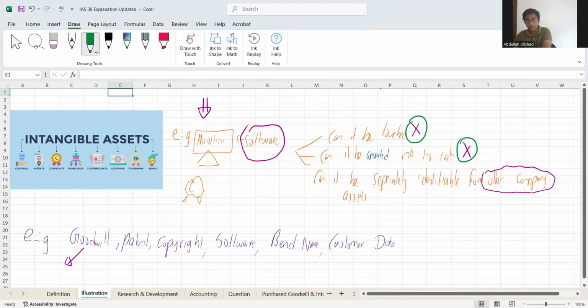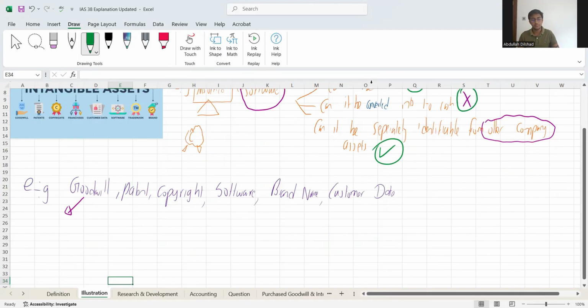Number three, can it be separately identifiable from company assets? Yes. If it's a software, we'll be showing it under our intangible assets. Now, these were the examples that I've given you. Now, in terms of goodwill, I want you to give a note.